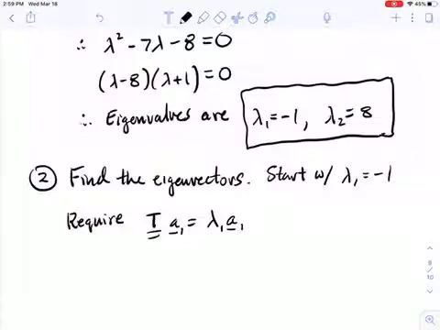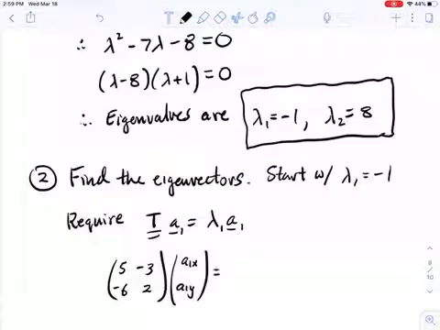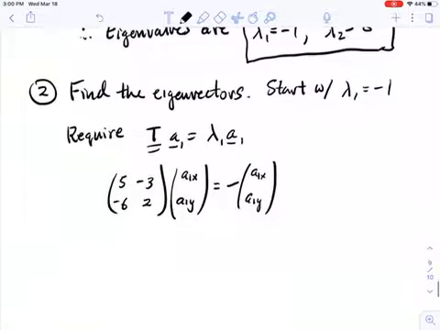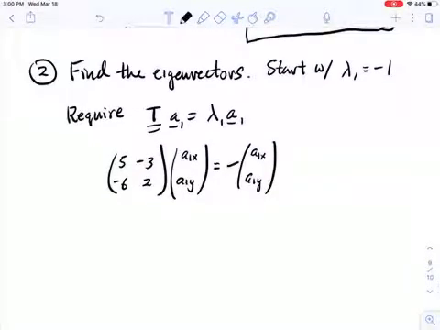Again, we don't know the components of A1, so those are our unknowns, so we need to set up a system of 2 equations. But this matrix condition does it for us. So our original T matrix was the following, and then we don't know the components of A1, so we just have an A1x and an A1y. And then lambda 1 we've found, so we're going to get a minus 1 for lambda 1, and A1x and A1y. Okay, so we do the matrix multiplication.